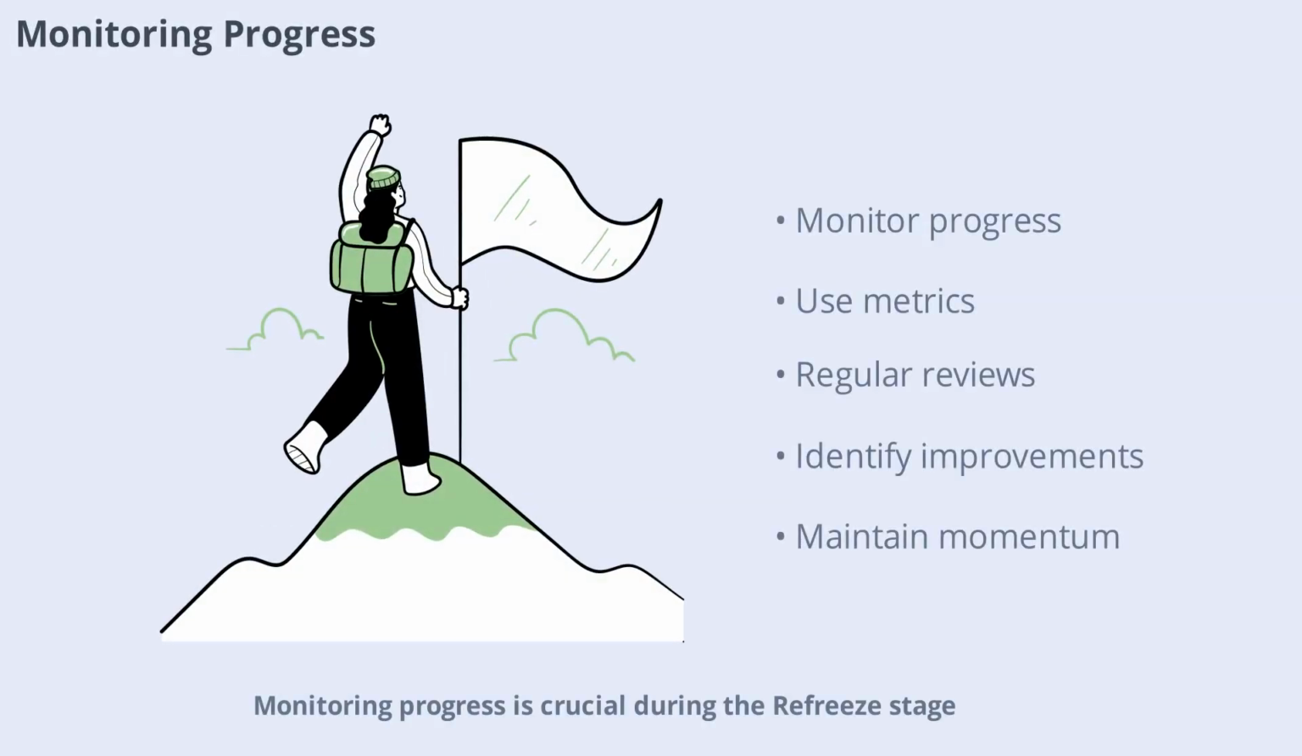Monitoring progress is crucial during the Refreeze stage. Leaders should use metrics, feedback, and regular reviews to assess how well new practices are being adopted. This helps identify areas for further improvement and ensures that the change remains effective. By staying vigilant and responsive, organizations can address challenges early and maintain momentum. Let's explore how celebrating achievements boosts morale.